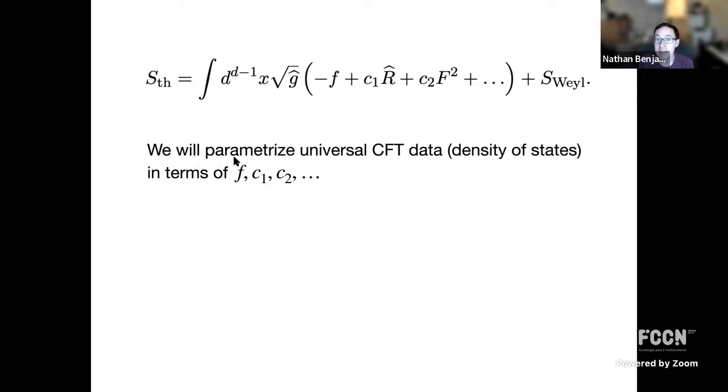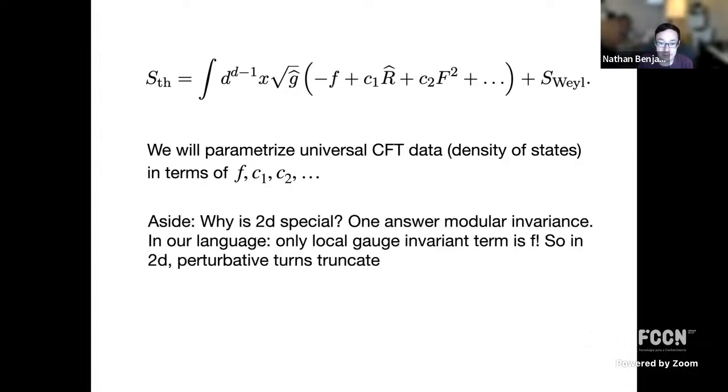So, okay, this is what I said. We'll parameterize universal CFT data, such as density of states, etc., in terms of these parameters f, c1, c2, etc. Let me make a brief aside, and in this language, say why 2D is special. So why is two-dimensional special?